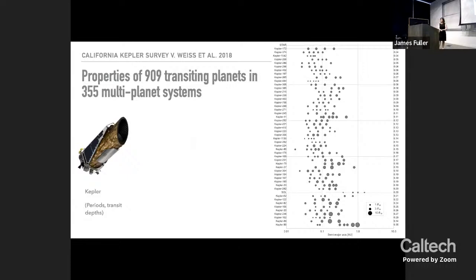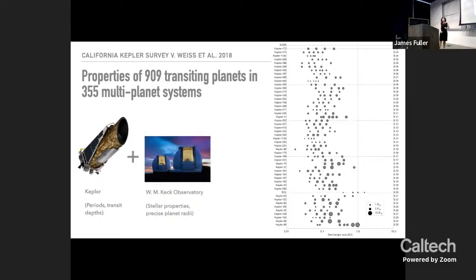As part of the California Kepler survey, my teammates and I measured the properties of 909 transiting planets in 355 multi-planet systems. The planet orbital periods and transit depths come from Kepler, and our additional contribution was to measure the stellar properties and gather precise planet radii with high resolution spectra from Keck. This is part of our big uniform CKS catalog.